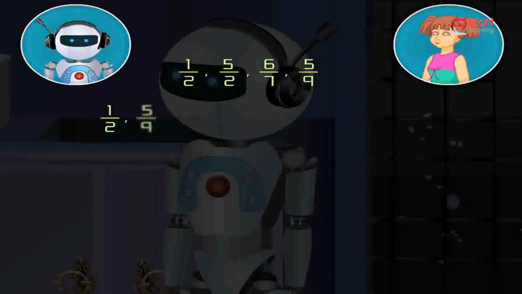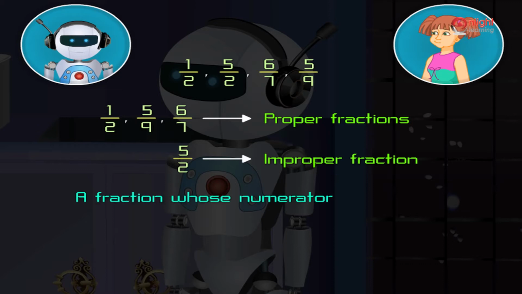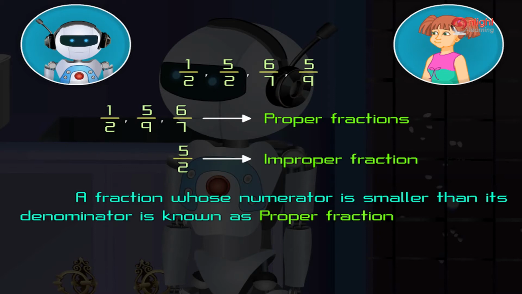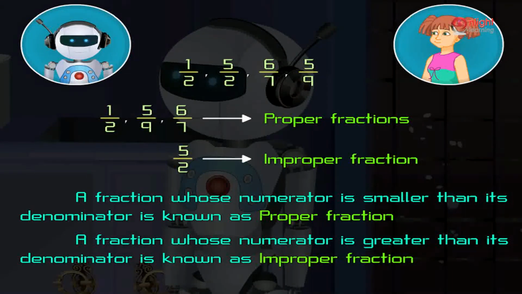1/2, 5/9 and 6/7 are proper fractions, and 5/2 is improper fraction. That is correct, Akshita. But can you tell me how to differentiate between a proper fraction and an improper fraction? A fraction whose numerator is smaller than its denominator is known as proper fraction, and a fraction whose numerator is greater than its denominator is known as improper fraction.